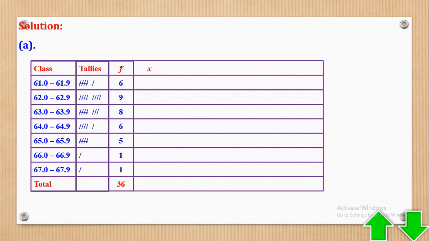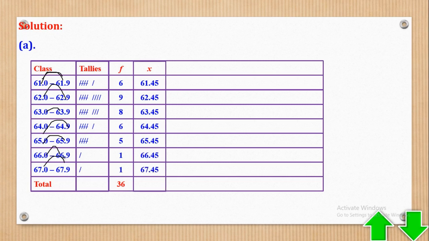Next are the values of x. So values of x, we keep on adding these class limits and divide by 2. So this plus this divide by 2 gives you that. This plus this divide by 2. This plus this divide by 2. This plus this divide by 2. This plus this divide by 2. This plus this divide by 2. This plus this divide by 2. So those are the values of x.